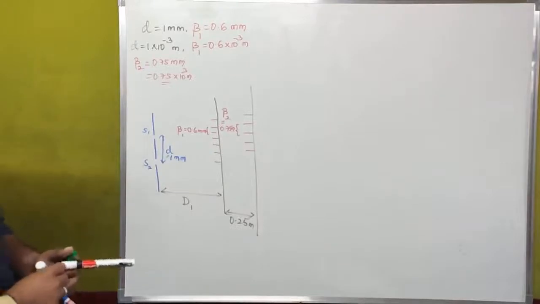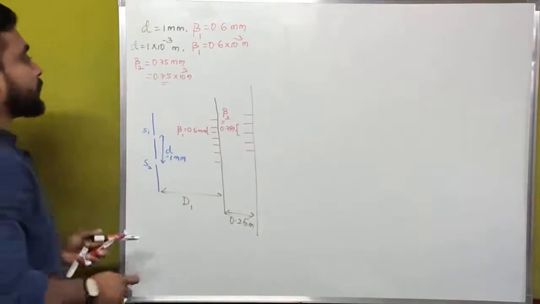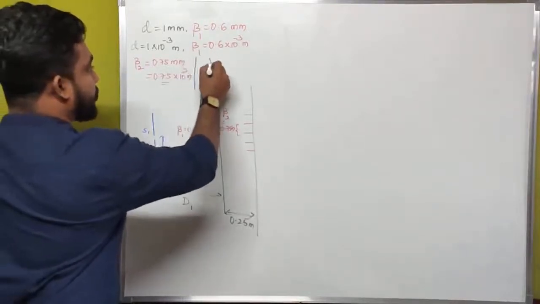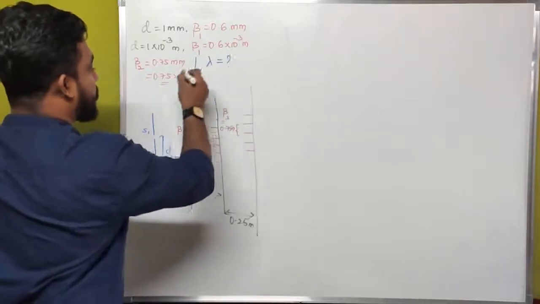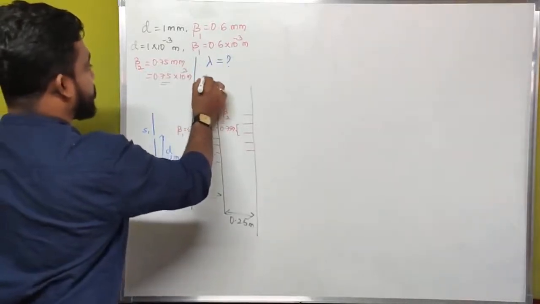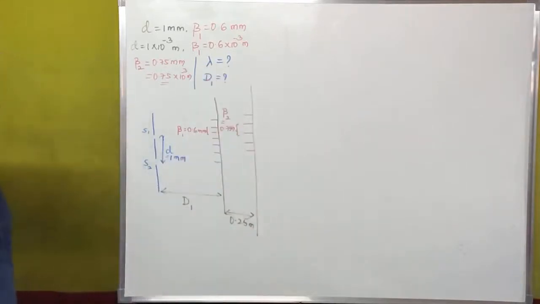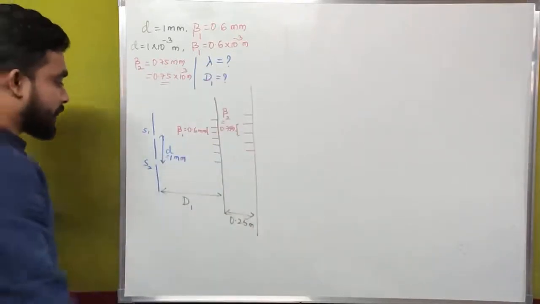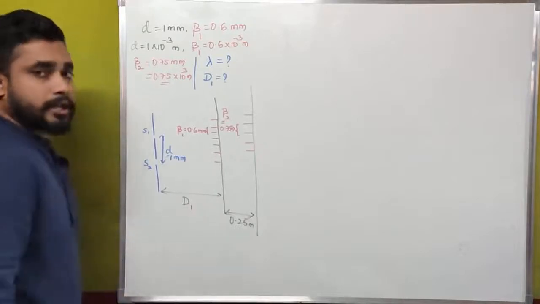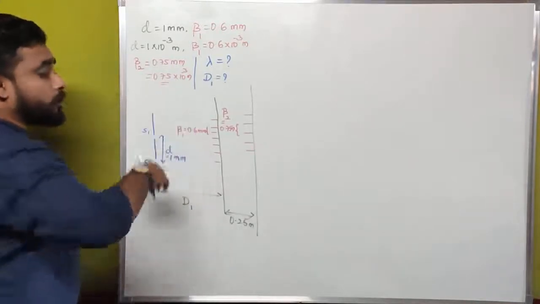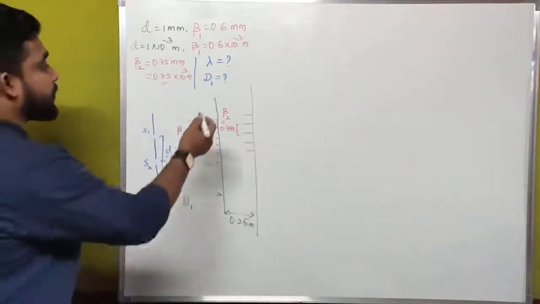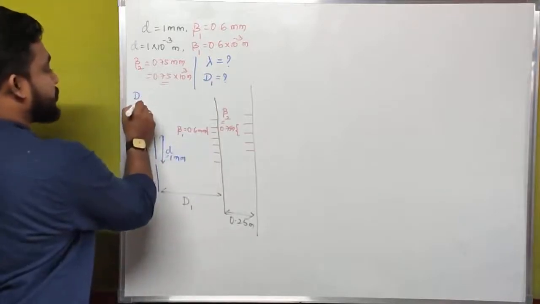Now what we have to do is calculate the values of lambda and D1 here, because we don't know the value of D1, and we know the value of D2. What is D2 here? D2 is equal to D1 plus 0.25.